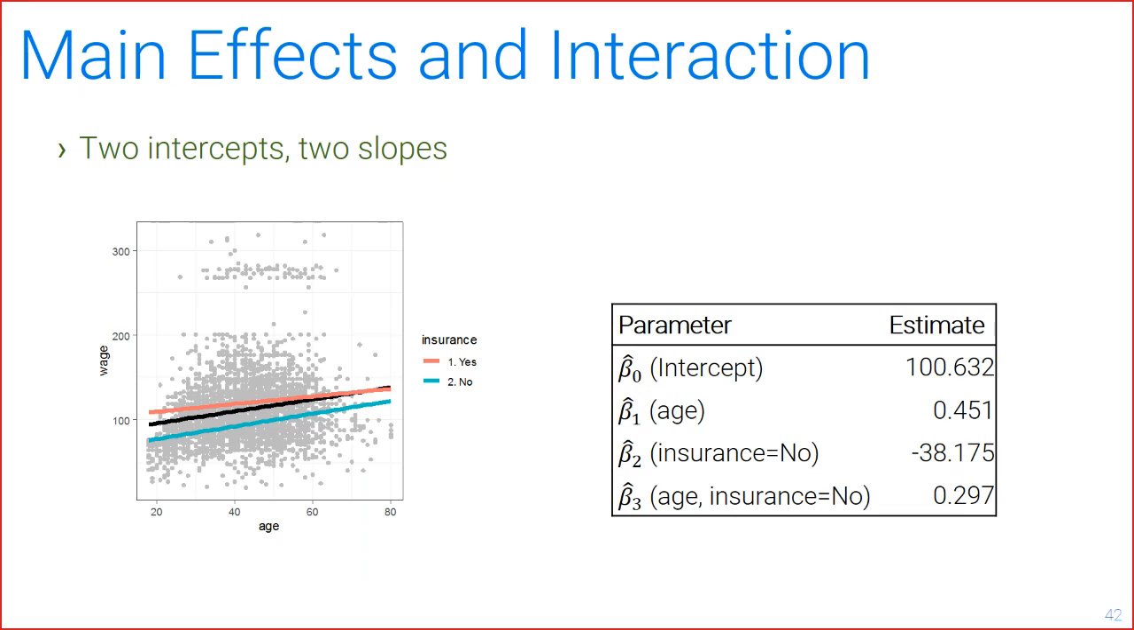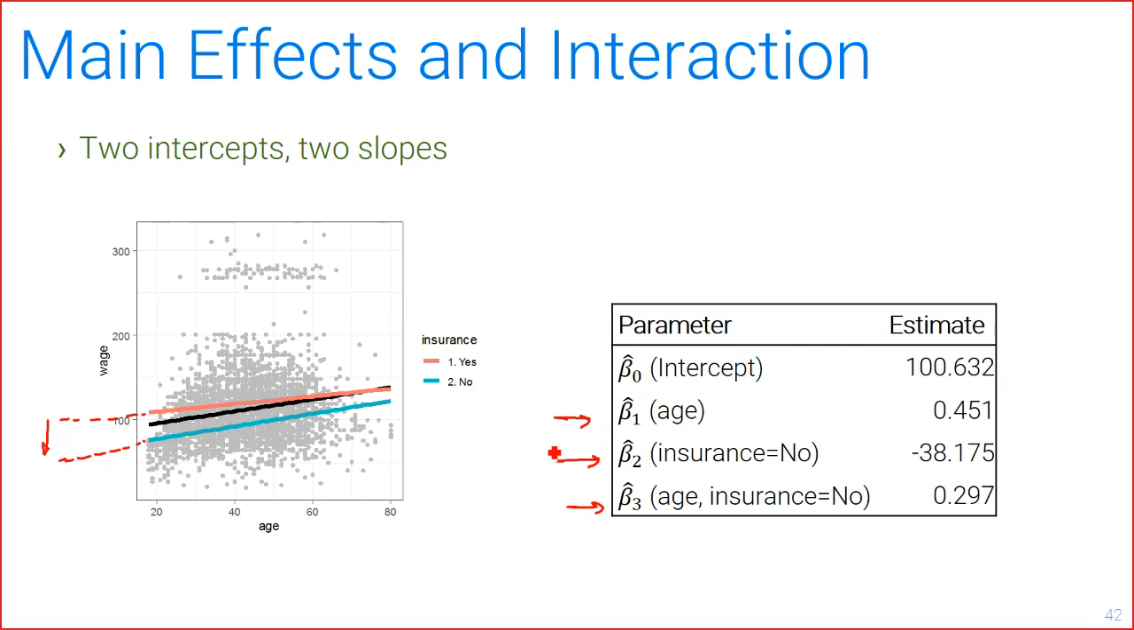What happens if we include the interaction? So maybe the relationship between age and wage is different between people with or without insurance. This would be an interaction. And this would translate here into the lines having two different slopes. Then we can model it all the same. It's just including an extra term here, beta 3, for the interaction. So again, beta 0 still corresponds to the intercept for the yes insurance group. So it would be the intercept of this red line. Then we have the deviation from the intercept for the group without insurance, and we see that it's minus 38. So it would be extending this line minus 38 from the baseline.